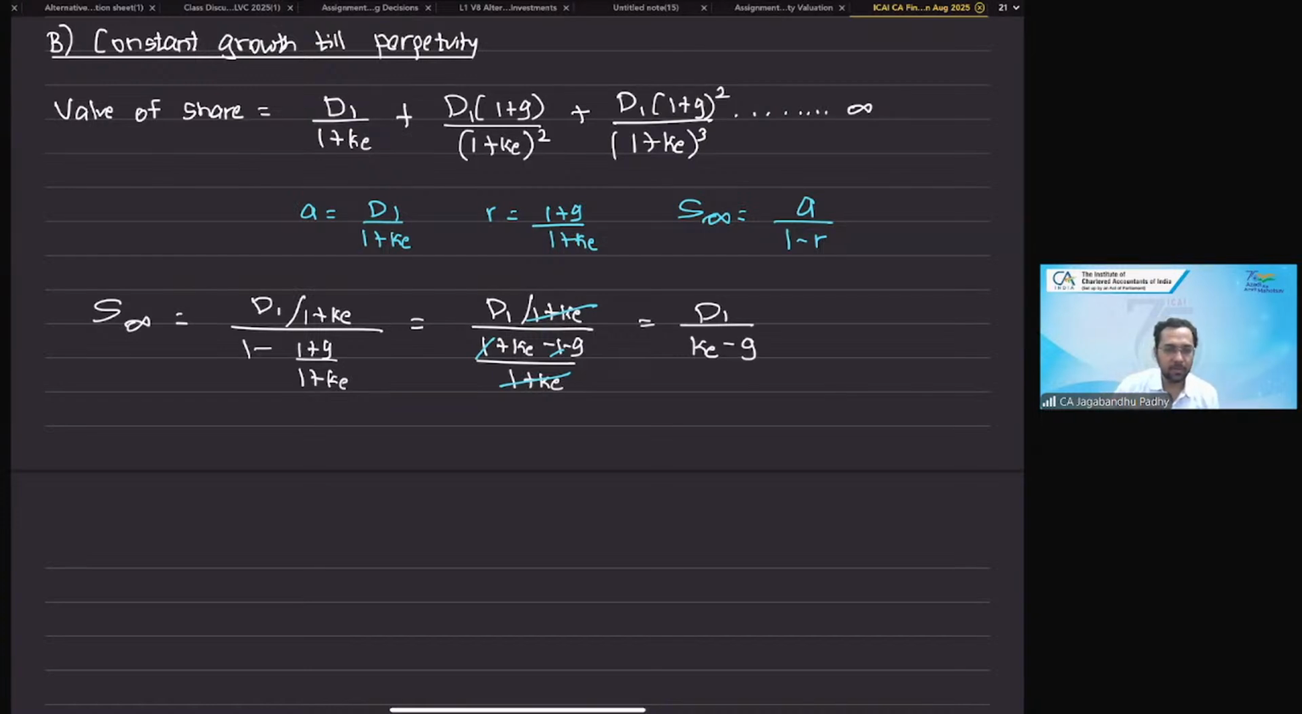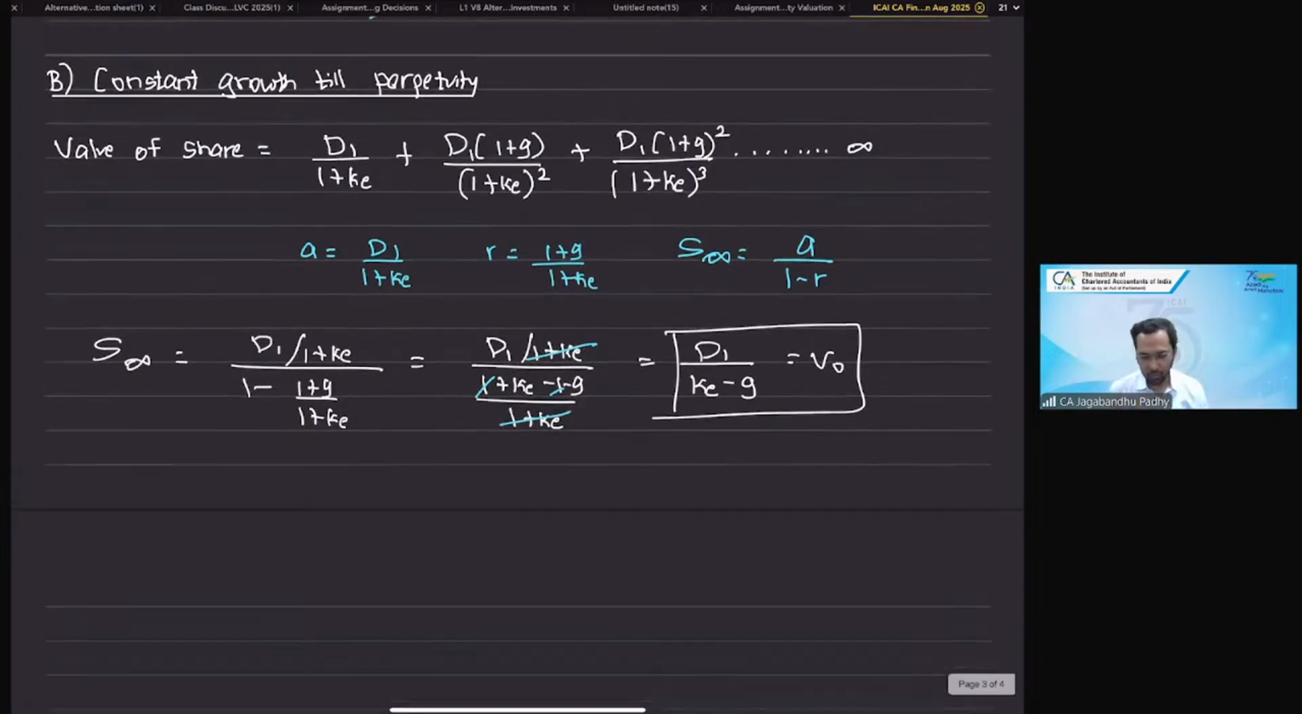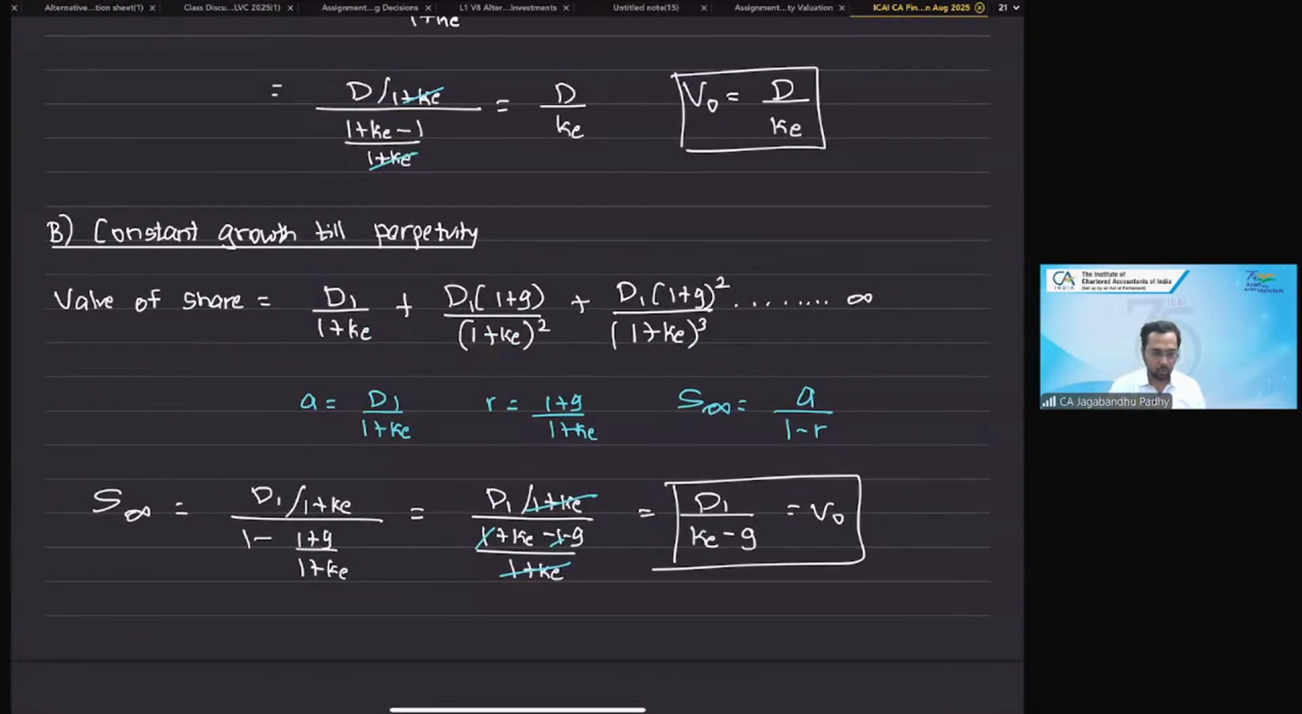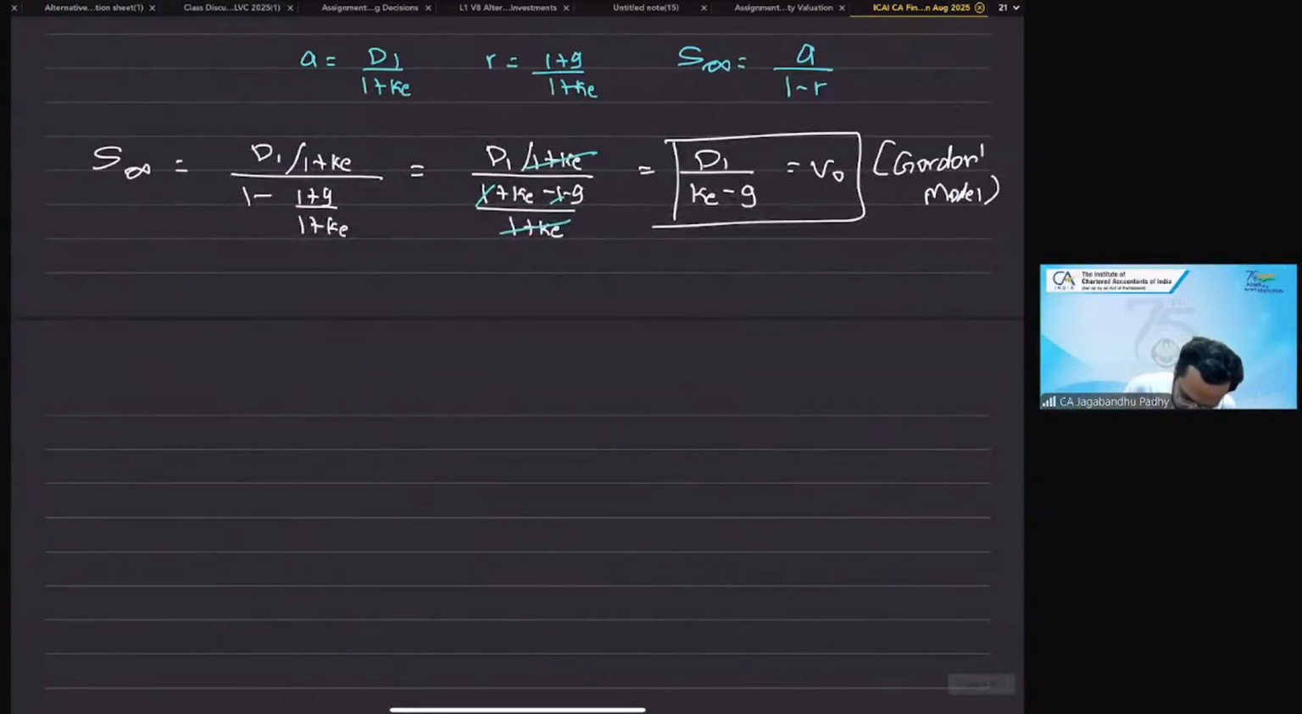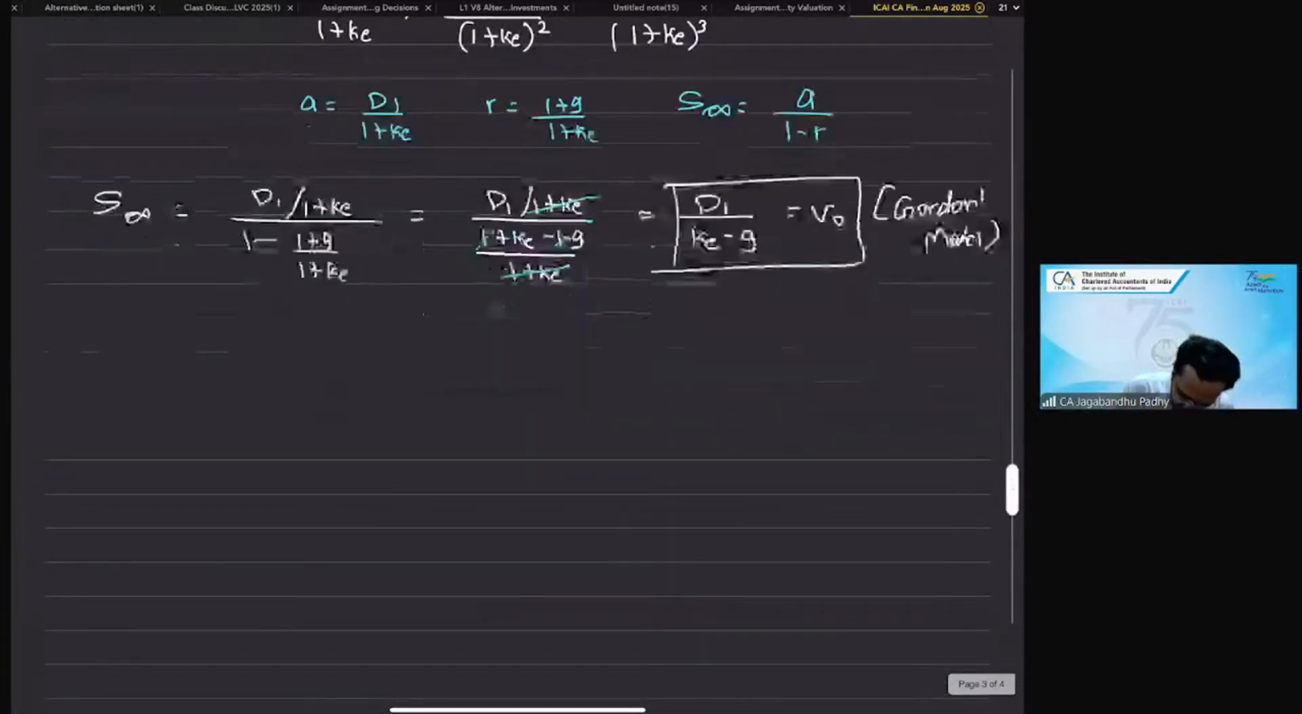Right. So that's the formula that we have, D1 upon K minus g, which is what we talk of as the value of the share today. Right. So we've got two formulae. One is dividend upon K if there's no growth. If there's a constant growth happening till perpetuity, then you have D1 upon K minus g. And this particular formula is also said to be Gordon's model. So there was this Nobel Prize winning guy Gordon, who derived this formula of D1 upon K minus g being the value of the share with a perpetual growth.